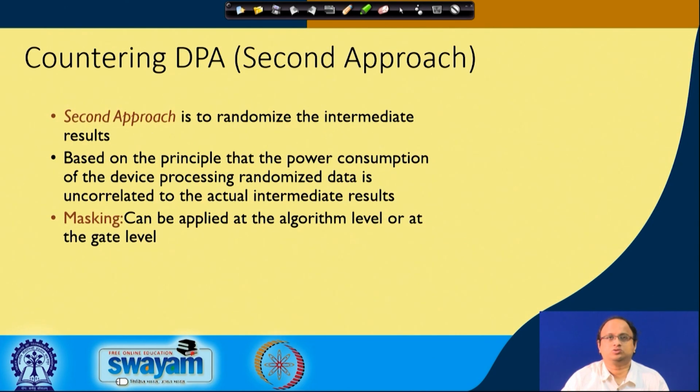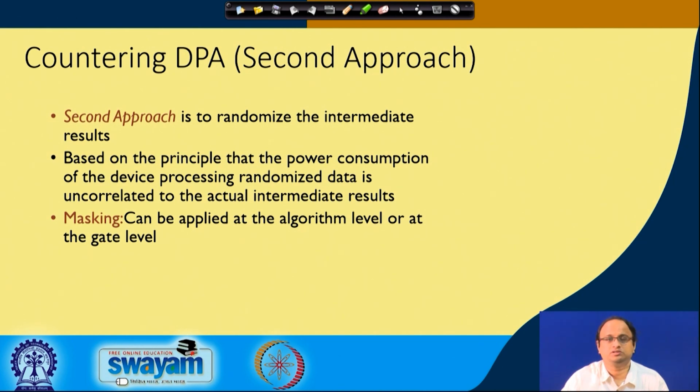This leads us to a second approach, again with the objective to randomize intermediate results. But in this case you can apply this at the algorithm level or at the gate level. So you can implement them at, for example, the RTL level or the Verilog level, and therefore these methods are more conducive and more desirable from the design point of view. These are based on the principle that the power consumption of a device processing randomized data is uncorrelated to the actual intermediate result.